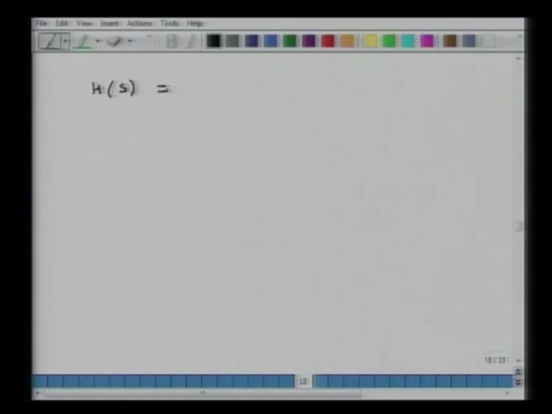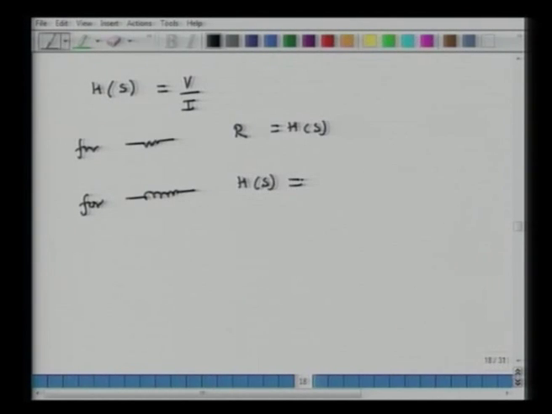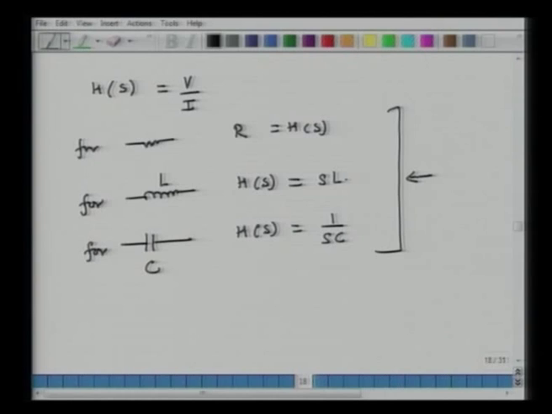So H(s), if my transfer function is V over I, then for a resistance my transfer function is R. This is again the current going through the resistance and the voltage across the resistance. The ratio is R. For an inductor with value L, this number would be s times L. For a capacitor of value C, the transfer function would be 1 over sC. So again, it's handy to remember these ratios. And what we will do in another example is that we will construct a circuit.